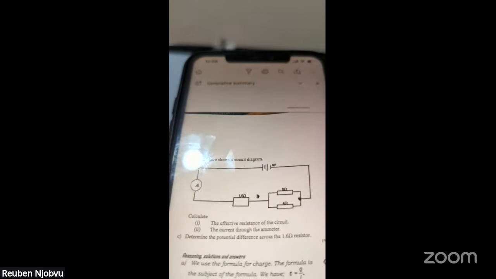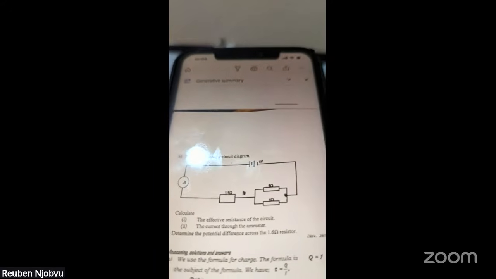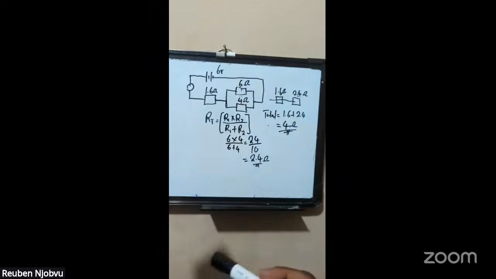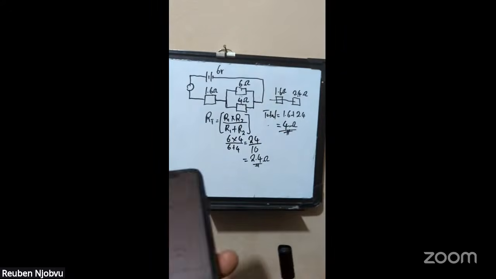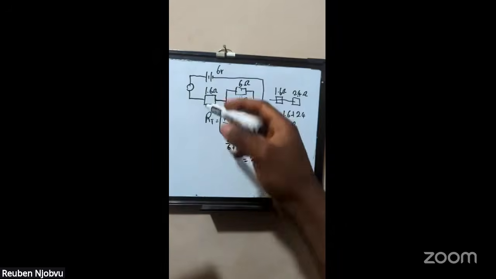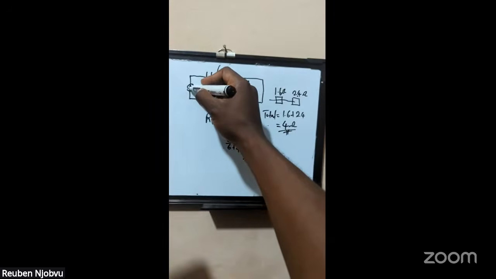Find the current here. The question is saying the current through the ammeter. Current means everything. So what do you do to find the current here through the ammeter? This is where the ammeter is located. The ammeter is at this point.